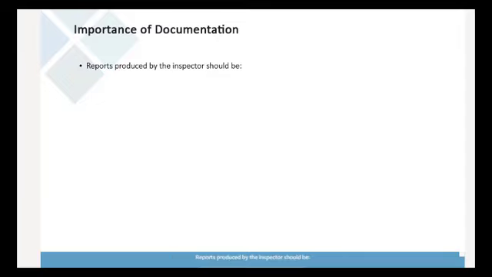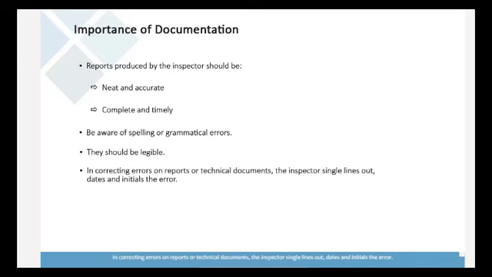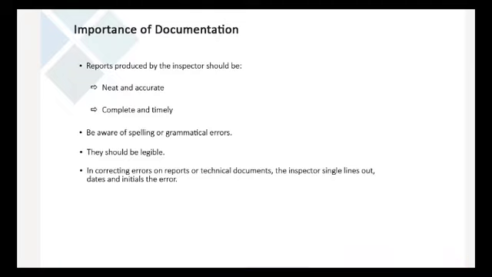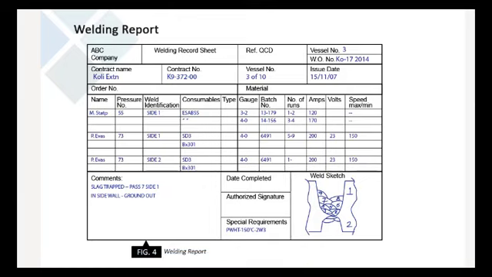Reports produced by the inspector should be neat and accurate, complete and timely. Be aware of spelling or grammatical errors. Reports should be legible. In correcting errors on reports or technical documents, the inspector single lines out, dates and initials the error. The figure is an example of a carefully completed report recording details of a weld. Reports should be legibly written and complete. Sketches are often useful.